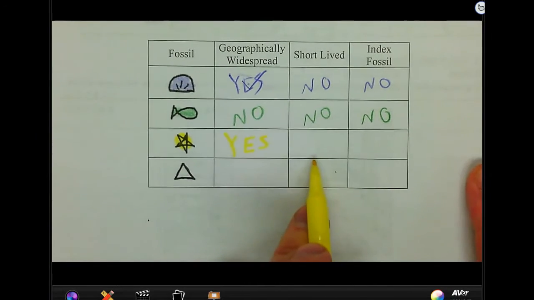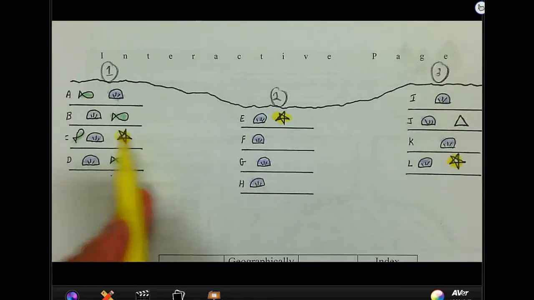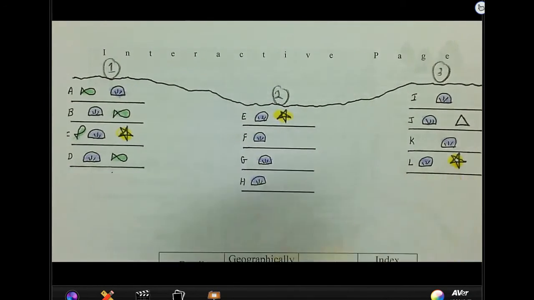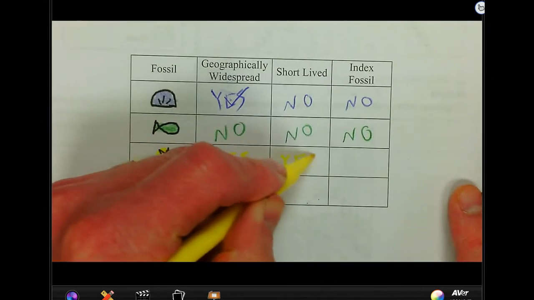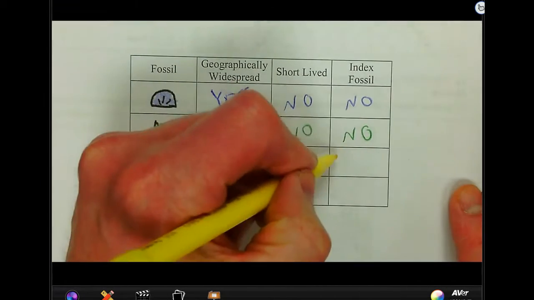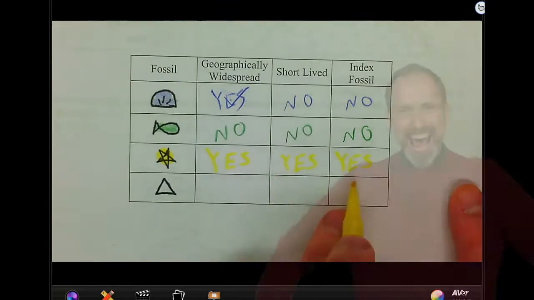Is it short-lived? Meaning, is it in just a few layers? Well, yeah, it's only one layer here. It's only in one layer here, and it's only in one layer here. So yes, it is short-lived. Is the starfish a good index fossil? Yes, it is. Starfish is a good index fossil.